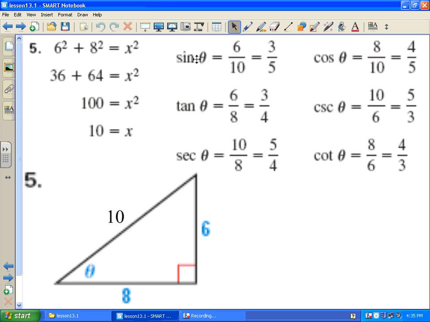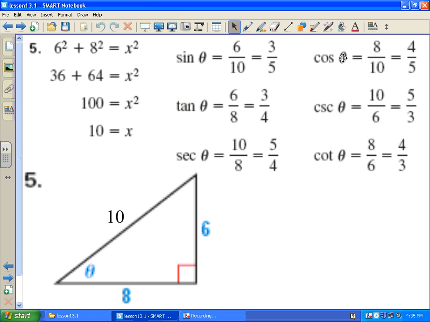So for example, sine of angle theta is opposite over hypotenuse. Angle theta, opposite over hypotenuse, 6 over 10, which reduces to 3/5. Tangent of angle theta, tangent is opposite over adjacent. Opposite 6 over adjacent 8. 6 over 8 reduces to 3/4. Tan of angle theta is 3/4.